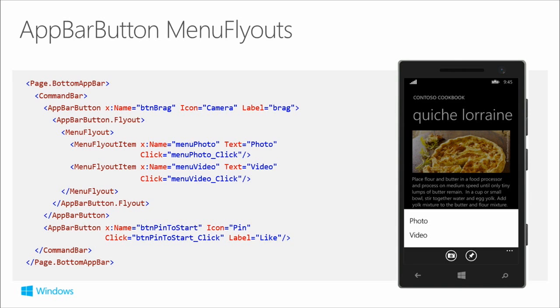And we've got names and text on it. So there you go. You see an example of how you can bring those flyouts and the app bar buttons together.